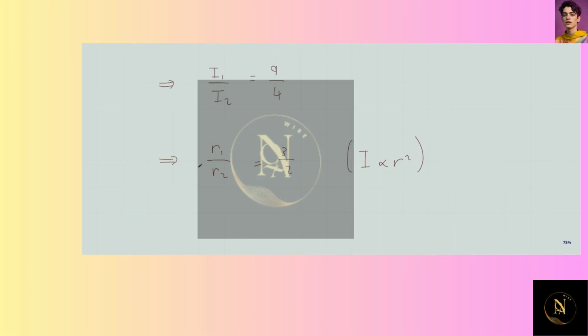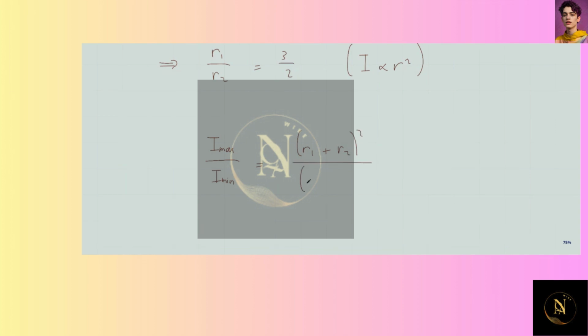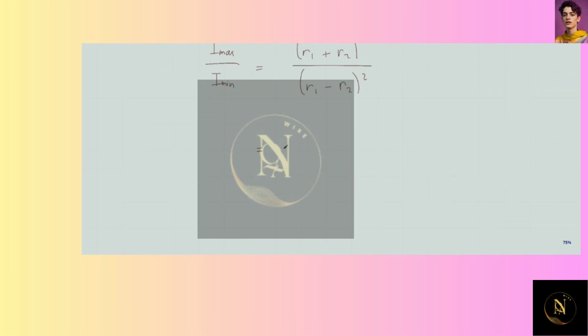Now, we therefore have the maximum intensity to the minimum intensity to be R1 plus R2 all squared divided by R1 minus R2 all squared. And using the above, we get this ratio to be 25:1.